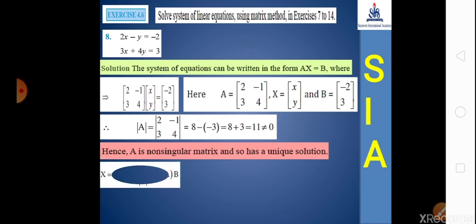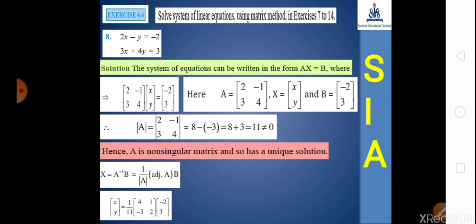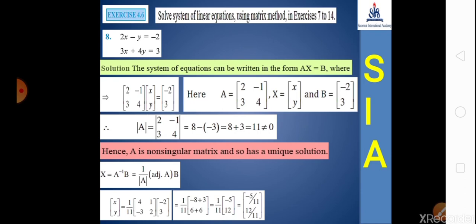Now I move ahead. The process is X = A inverse times B, where A inverse is 1 upon determinant A times adjoint A. It is the formula for A inverse, and B is as it is. Put in the values and simply do matrix multiplication, divided by 11, and you get x = minus 5 by 11 and y = 12 by 11. These two values represent the solution of both given equations. Yes students, this numerical is only for 2 marks, and each and every step I explained to you one by one, which means you easily understood it.